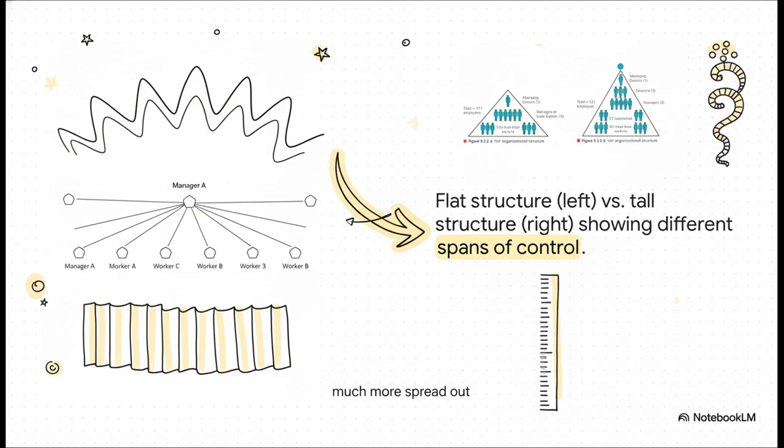Then on the left, you see the flat structure. It's much more spread out. This is common in tech companies like Google in its early days to really encourage innovation.